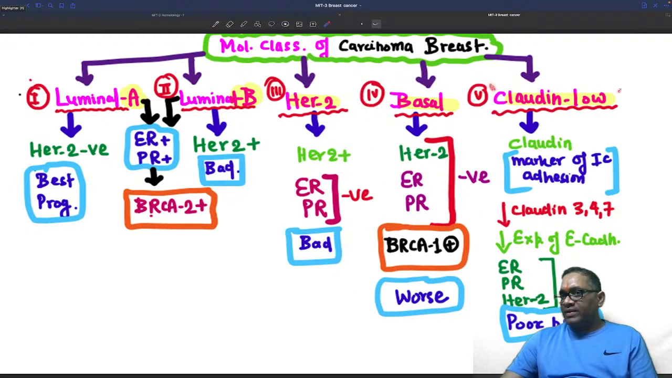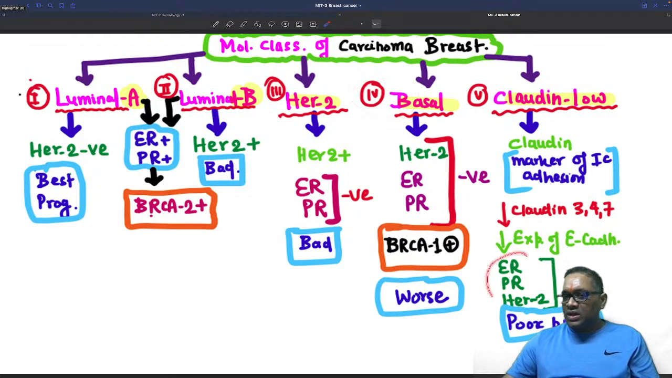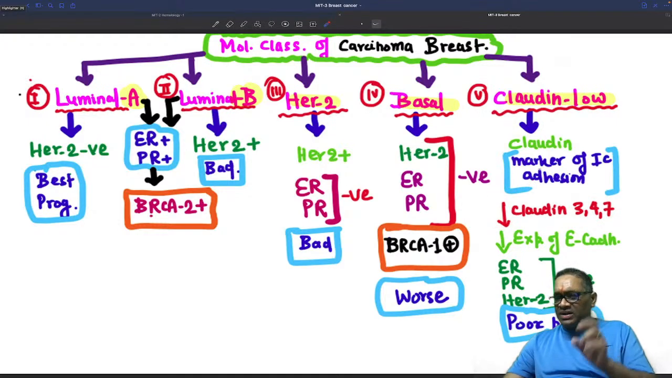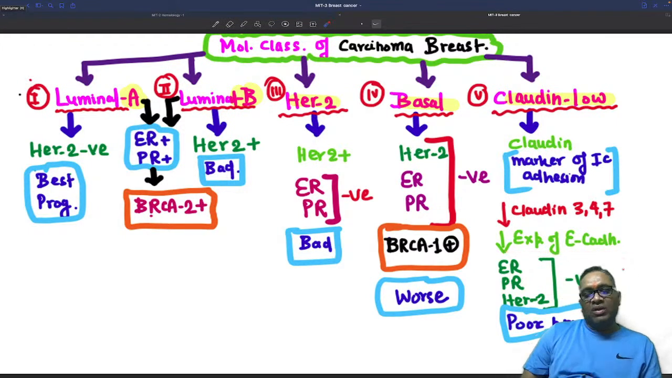And Claudin low. Claudin low is another new thing which has been added. They are same like basal. They are also ER/PR HER2 negative. They are also having triple negativity. They are having poorer prognosis. But the difference is Claudin. Claudin is a marker of intercellular adhesion molecule. So these Claudin will be having low expression, means decreased expression. So what are those Claudin? Claudin 3, 4, 7, and there will be decreased expression of E-cadherin also, right? So that is the Claudin low type of newly added breast cancer, and they will be having poorer prognosis, right?